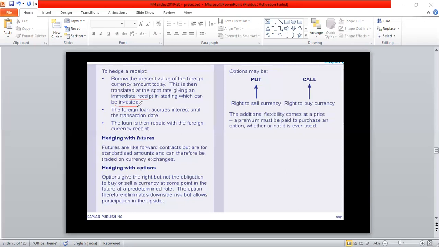Options give the right but not the obligation. That is the important point we have to remember. Options give the right but not the obligation to buy or sell a currency at some point in the future at a predetermined rate. The option therefore eliminates downside risk but allows participation in the upside. So if it is not favoring them, they have an option not to exercise it. If it is favorable, they would exercise it.